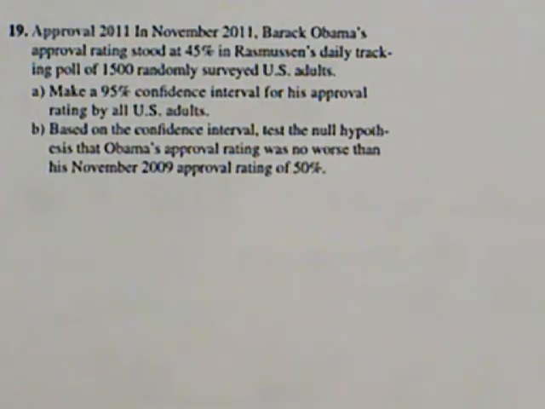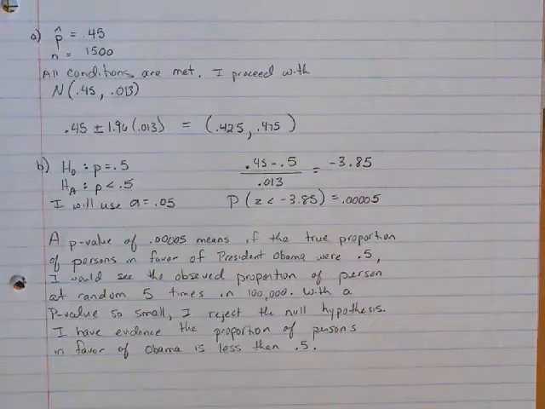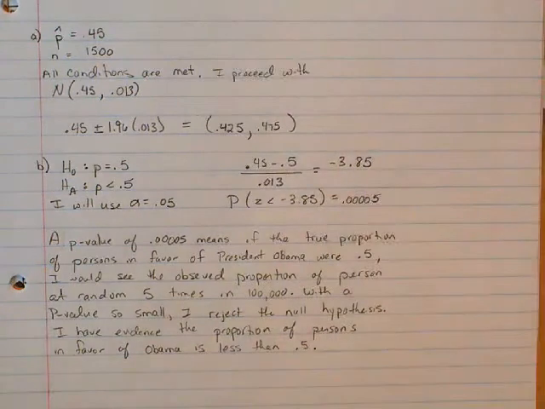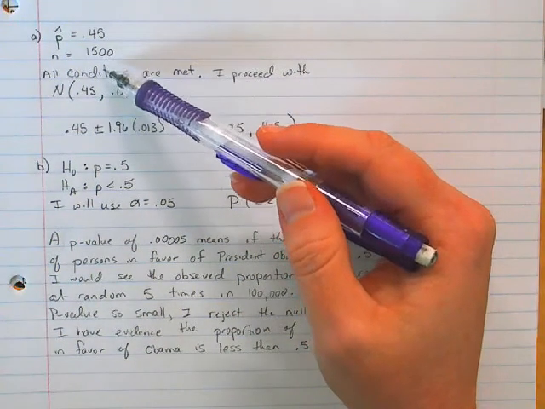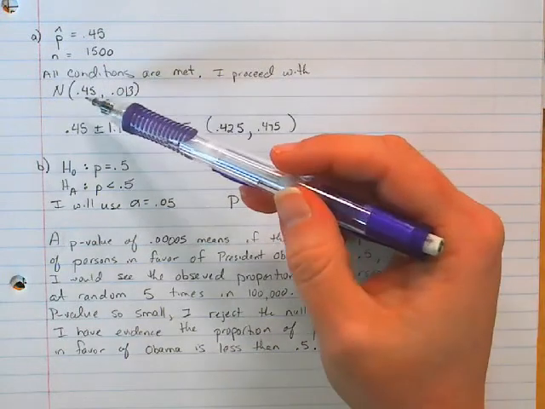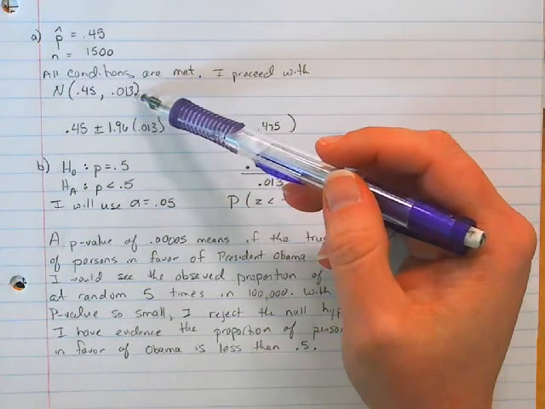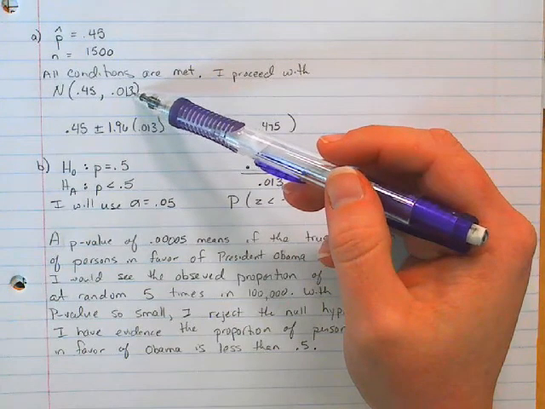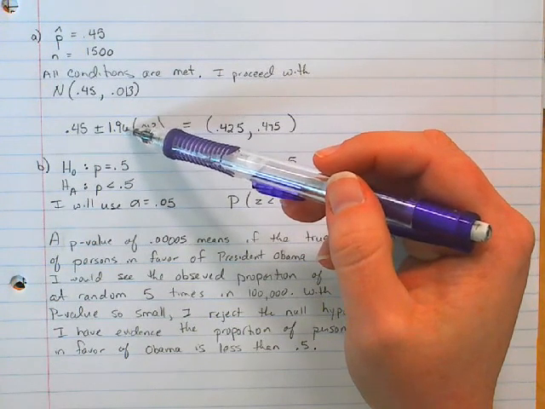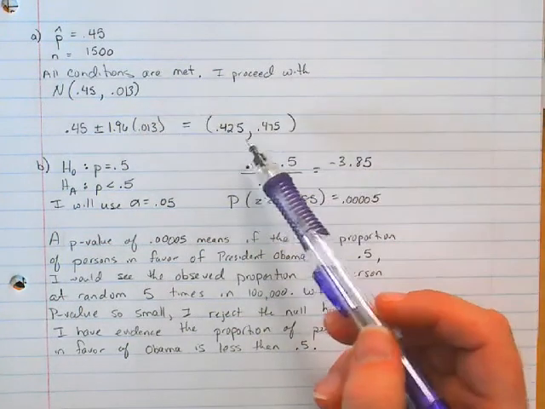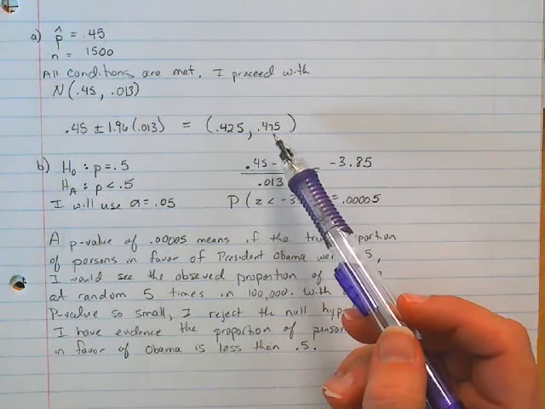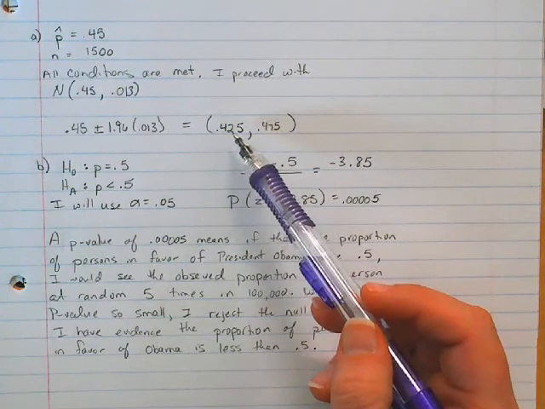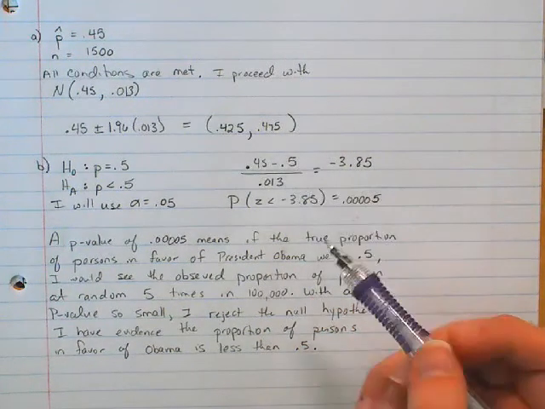In part A, we found our p-hat, which is 0.45, and our n. All conditions are met, so I proceed with 0.45, and I find my standard deviation to be 0.013. A 95% confidence interval gives me 1.96. After I do my math, I am 95% confident the approval rating is between 42.5% and 57.5%. We need to remember to write these in. I'm going a little too fast.